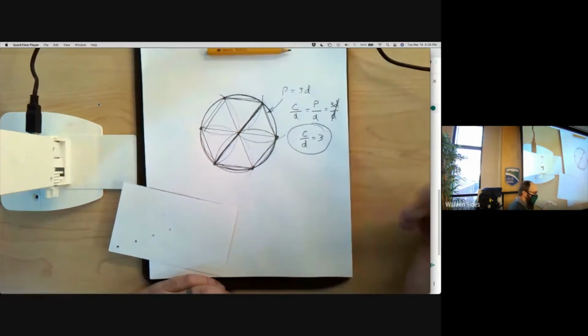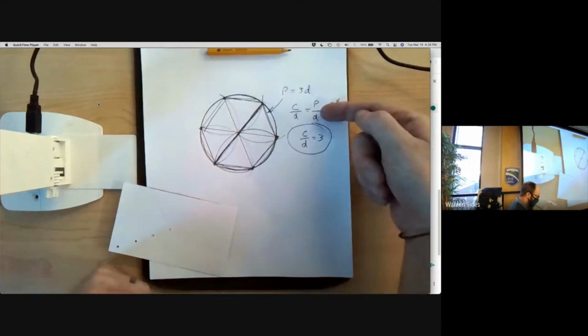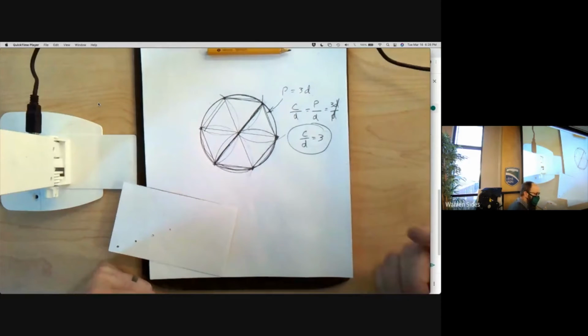It doesn't matter how big it is, right? So even that early on, they knew that this was sort of a universal thing. It didn't matter what the actual diameter was. This always works. Cool. All right.